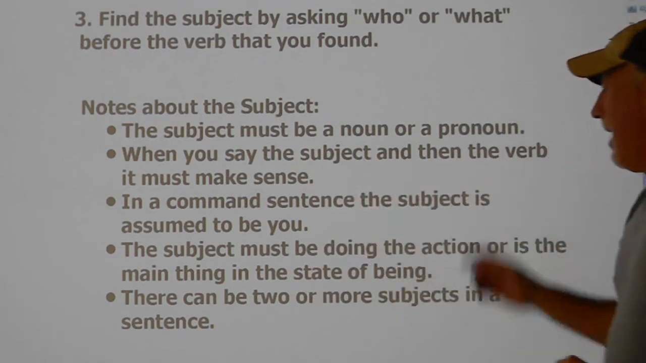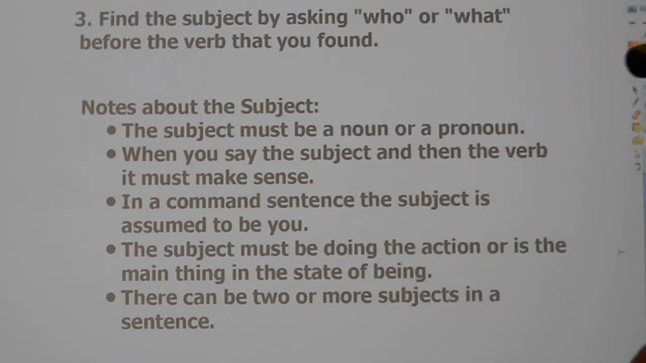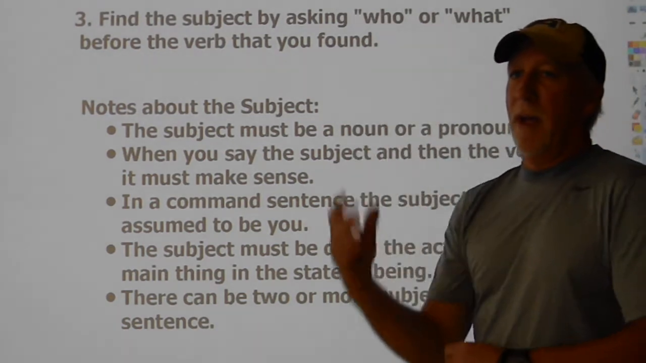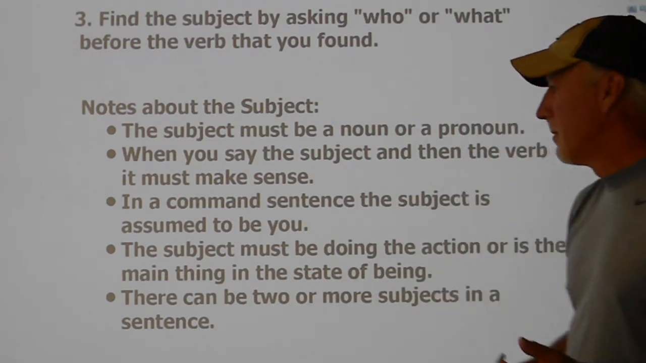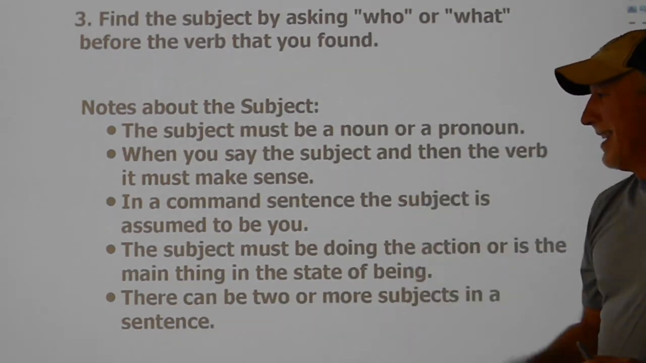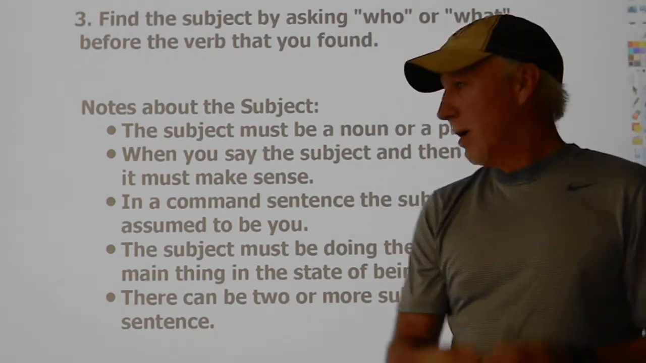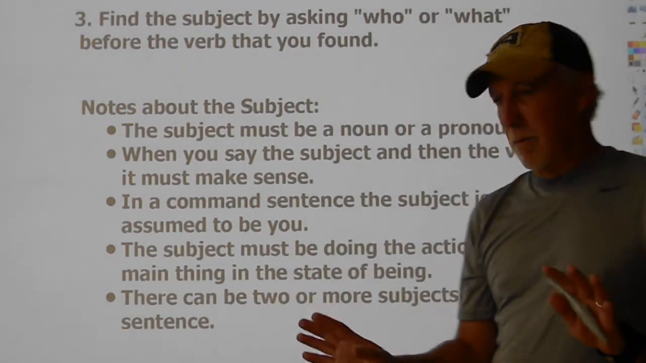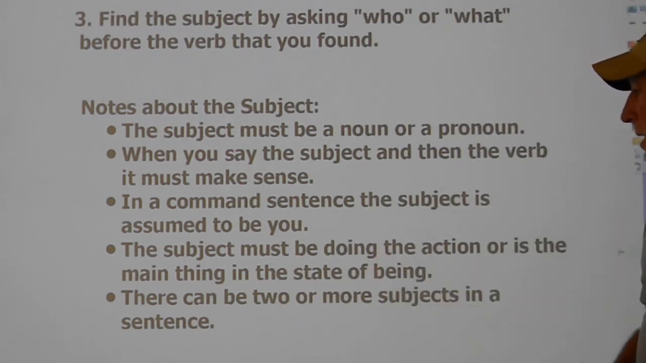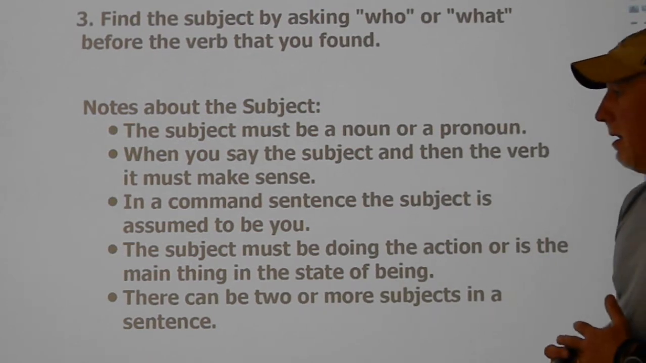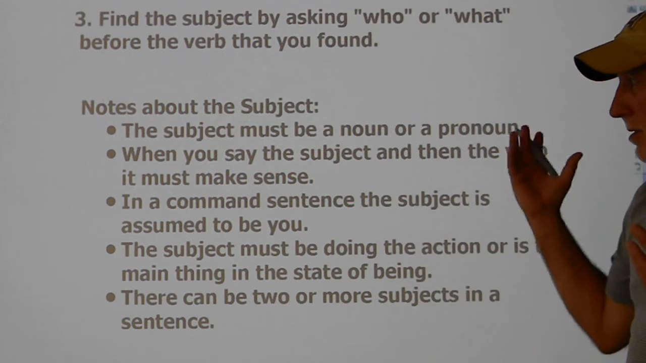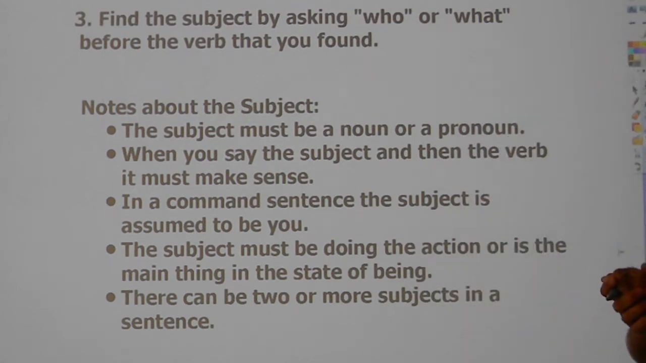When you say the subject and the verb, it must make sense. For example, we ran to the park. We ran makes sense. The subject and the verb has to make sense. In a command sentence, the subject is assumed to be you, okay? And I'll explain that in a minute as well. The subject must be doing the action or is the main thing in the state of being. And the last point is there can be 2 or more subjects in a sentence, okay? There are 5 points, bullets, that you must know about the subject, okay?